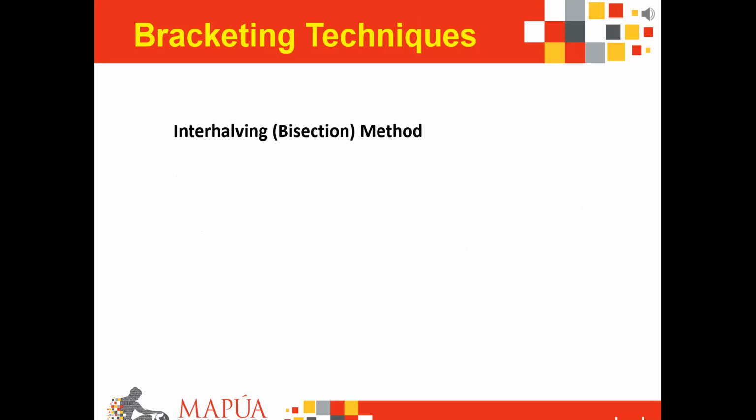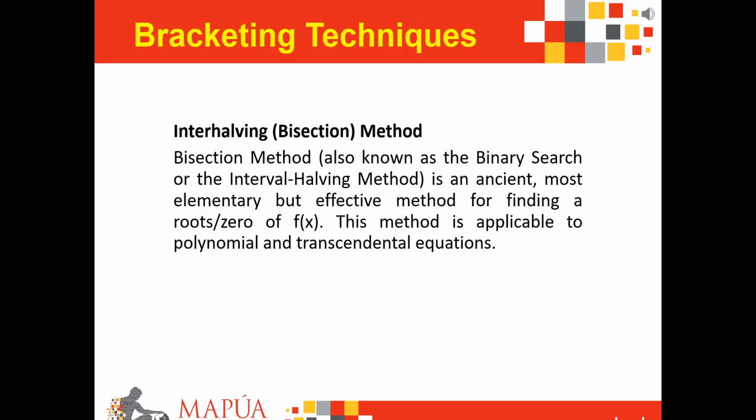The first bracketing technique is known as the interval halving method or bisection method. This bisection method, which is also known as binary search or interval halving method, is an ancient and most elementary technique, but a very effective method for finding the roots of your corresponding function. This method is applicable for both polynomial and transcendental functions.